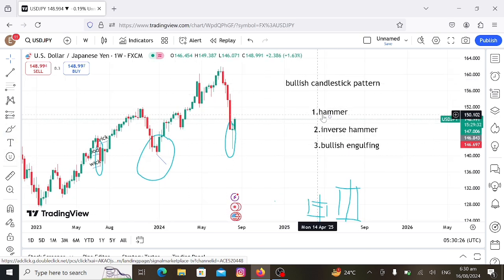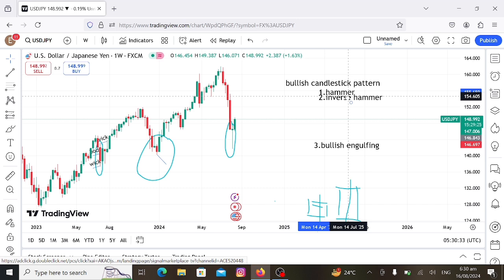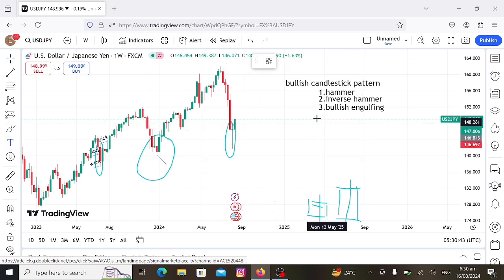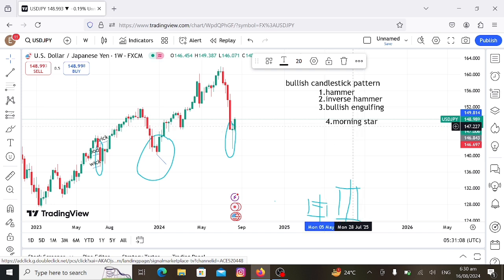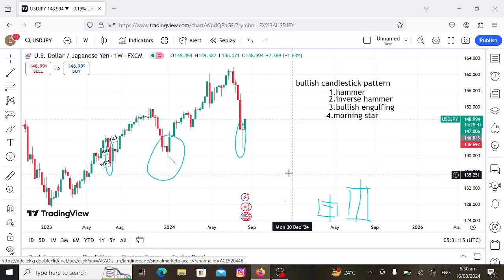Another type we are going to look out for is number four, which should be what's known as the morning star. Then the morning star is number four.